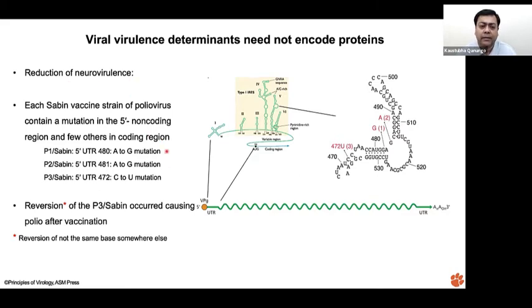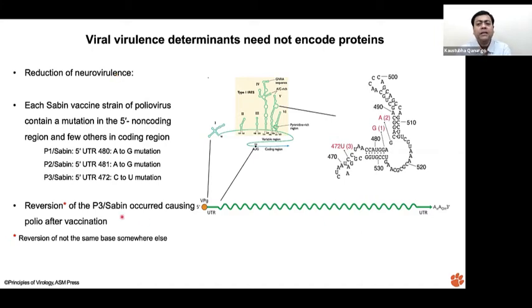What we are looking at, the P1, has a 5' UTR. At the 480 position, it changes an A to G in the P1 right here. Then you have the P2 at 481, an A to G mutation right here. And this one right here is the P3 Sabin, where a C is changed to a U, uracil. And these single nucleotide mutations can reduce the neurovirulence.